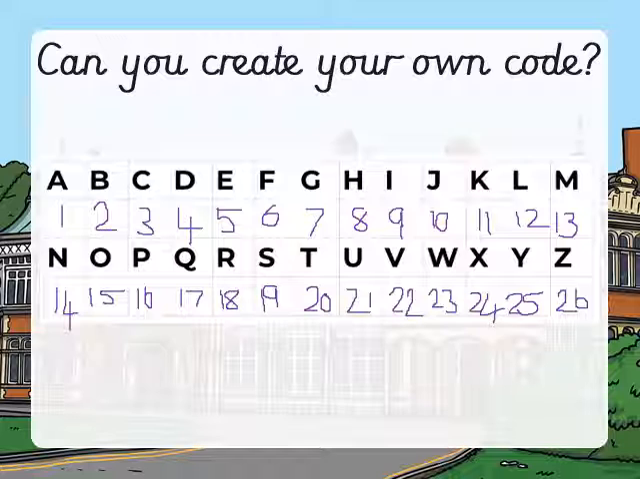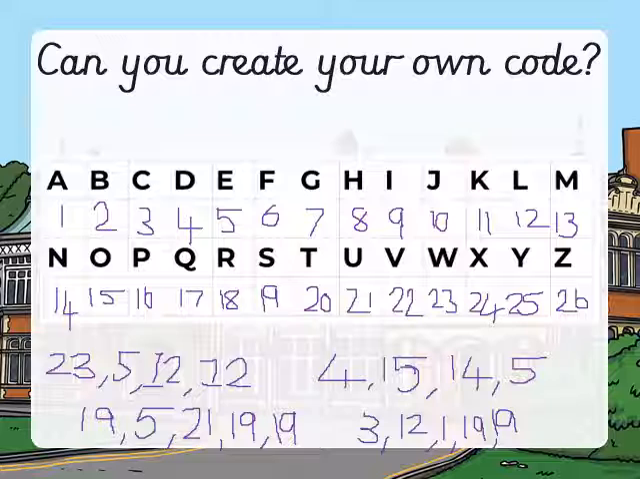And now I'm going to come up with a code for you guys to break. And remember, you can also come up with your own code. So here is my code. I've got 23, 5, 12, 12, and I've put a comma between each number. Then I've left a space because this is a new word. 4, 15, 14, 5, 19, 5, 21, 19, 19, 3, 12, 1, 19, 19. So see if you can crack that code. I'm not going to tell you what it is. I want to see if you can crack my code. And if you crack the code, you can write it in the messages or write it on the paper.